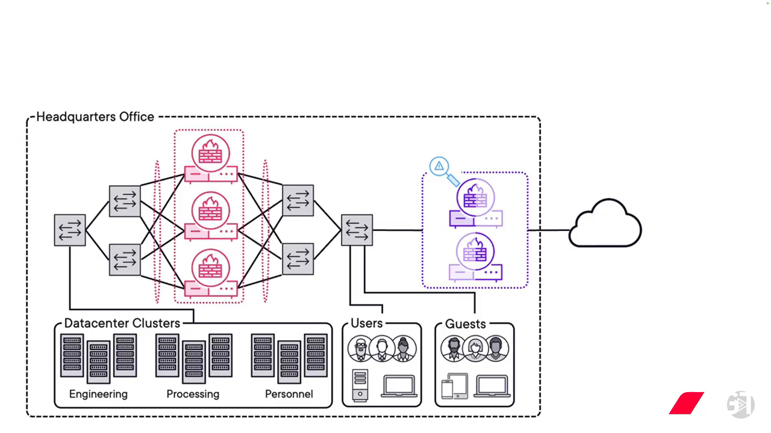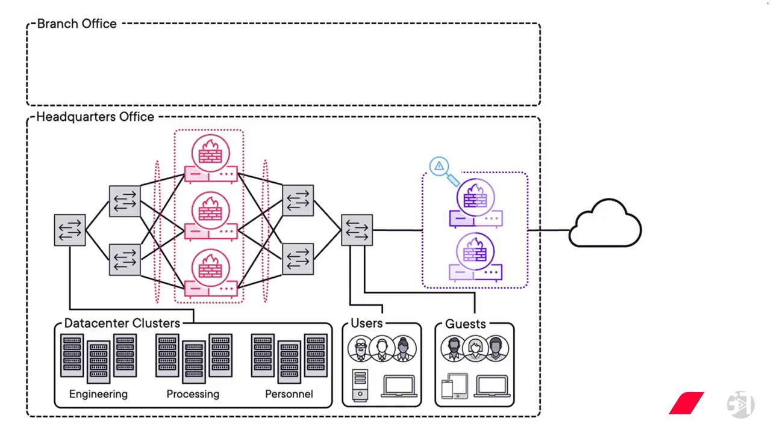This way, different policies and rule sets can be created for the various data center clusters. So, users going to the data center clusters will be processed, but also the inter-cluster processing will need to go through the ASA. So that completes the headquarters office.